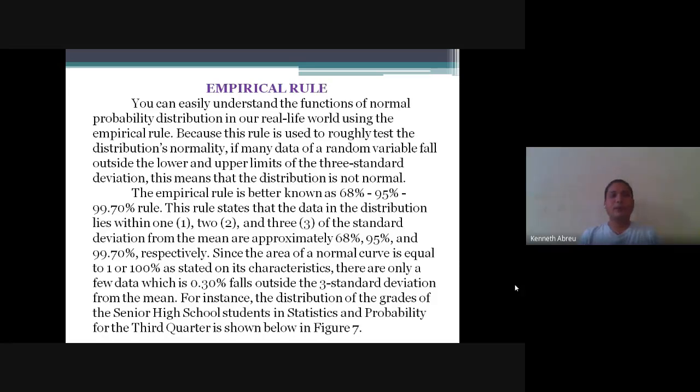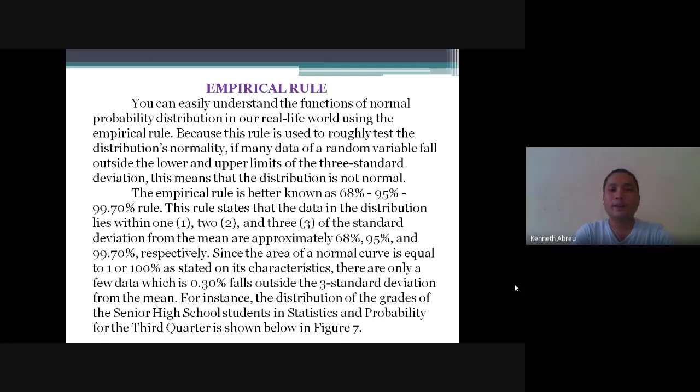So, we have this empirical rule. You can easily understand the functions of normal probability distribution in our real-life world using the empirical rule, because this rule is used to roughly test the distribution's normality. If many data of a random variable fall outside the lower and upper limits of the three standard deviations, this means that the distribution is not normal. The empirical rule is better known as the 68%, 95%, and 99.7% rule. This rule states that the data of the distribution lying within 1, 2, and 3 standard deviations from the mean are approximately 68%, 95%, and 99.7% respectively.